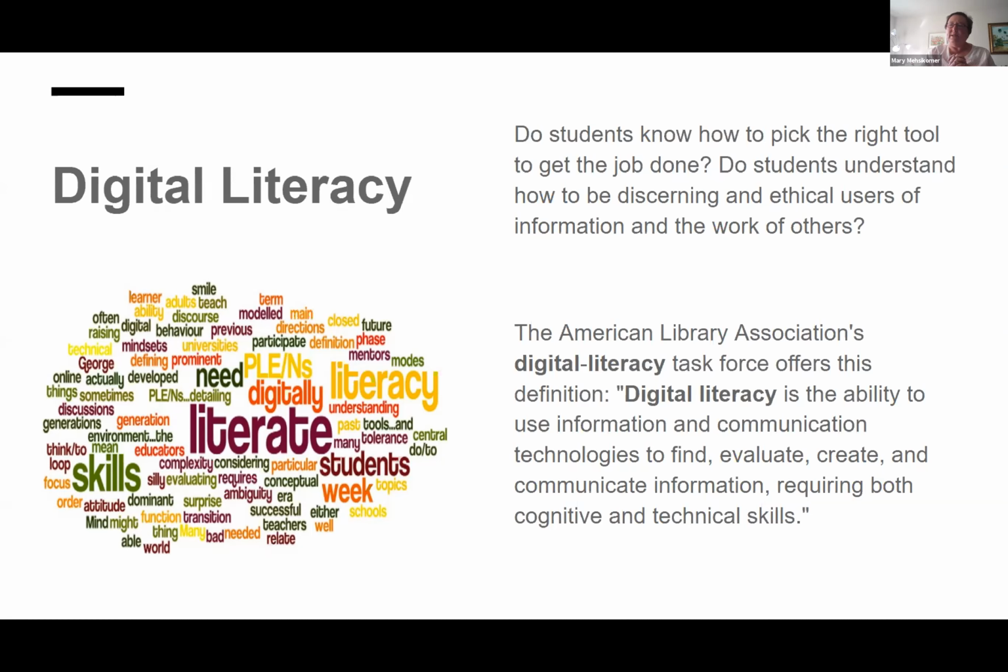It also gets into being able to create their own information that's based in sound research. And I put the definition in here from the American Library Association Task Force. But there are a lot of technologies out there.